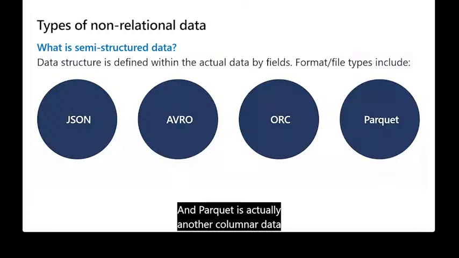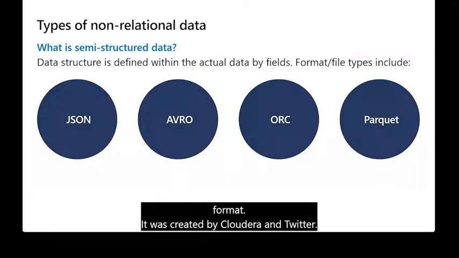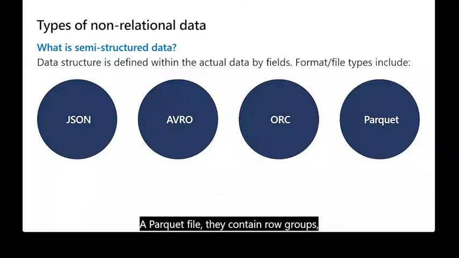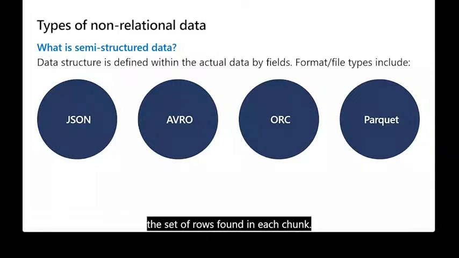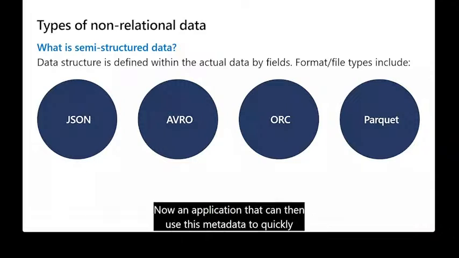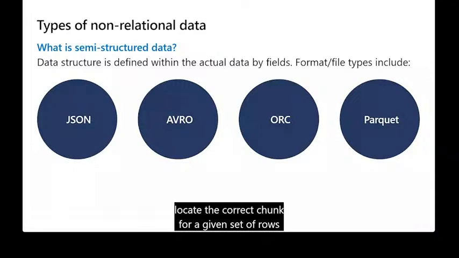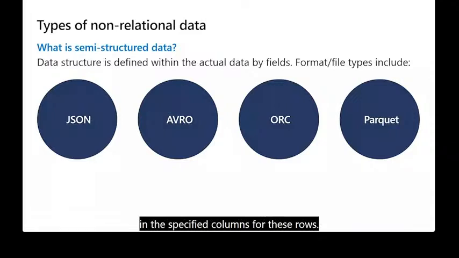And Parquet is actually another columnar data format. It was created by Cloudera and Twitter. Parquet files contain row groups. So data for each column is stored together in the same row group, and each row group contains one or more chunks of data. So a Parquet file includes metadata that describes the set of rows found in each chunk. Now, an application can then use this metadata to quickly locate the correct chunk for a given set of rows and retrieve the data in the specified columns for these rows.